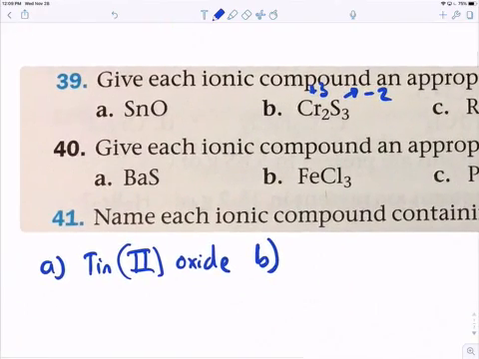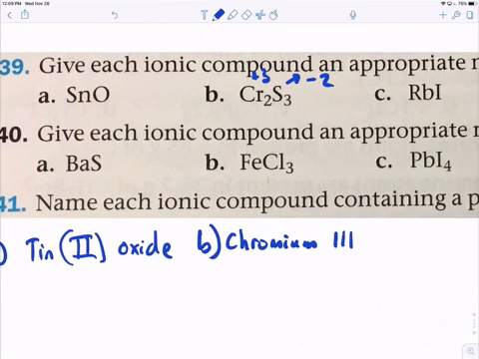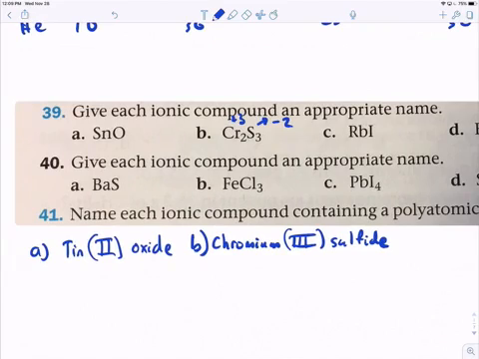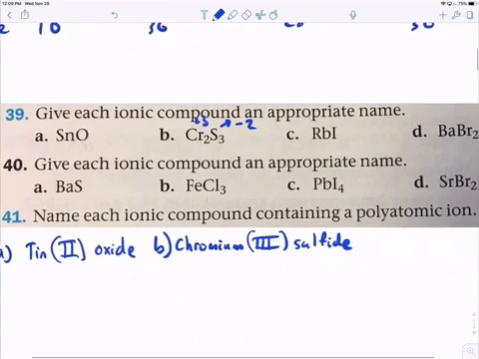So this is going to be chromium 3 sulfide. Where you write the full name of the metal, and then write the charge if it's not an alkali or alkaline earth, and then write the root word of the nonmetal plus IDE.